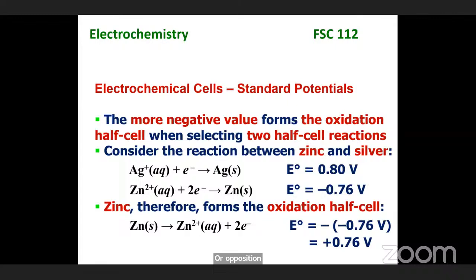If you've read the note, you will understand what I'm saying. And if you don't, please go and read it. So basically, the more negative here is the one that will be the oxidation. And since it's the one that is the oxidation, it is the one that you will change the sign. So in these two equations that you have here, see silver, 0.8, zinc, minus 0.76. So zinc, because it's the more negative of the two, is the one that will be the oxidation half cell. So that means that all these things are how you will know, because some questions might not give you all this.